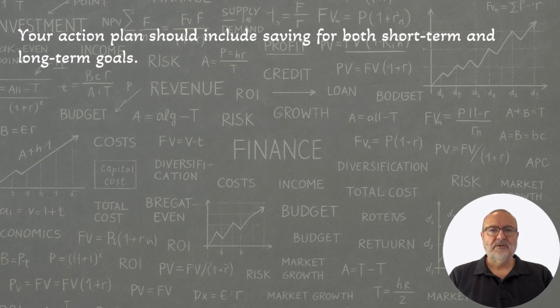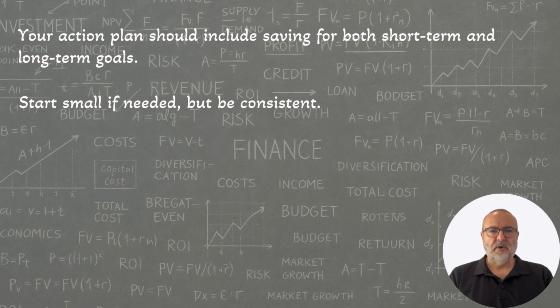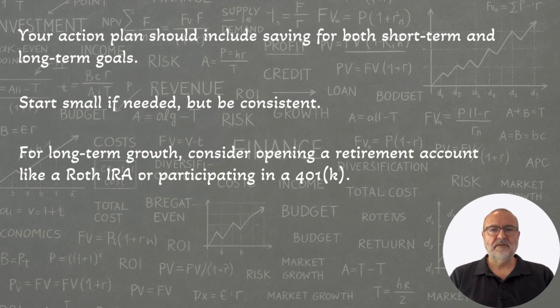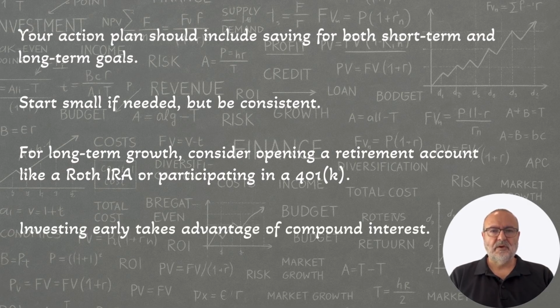Your action plan should include saving for both short-term and long-term goals. Start small if needed, but be consistent. For long-term growth, consider opening a retirement account like a Roth IRA or participating in a 401k. Investing early takes advantage of compound interest.